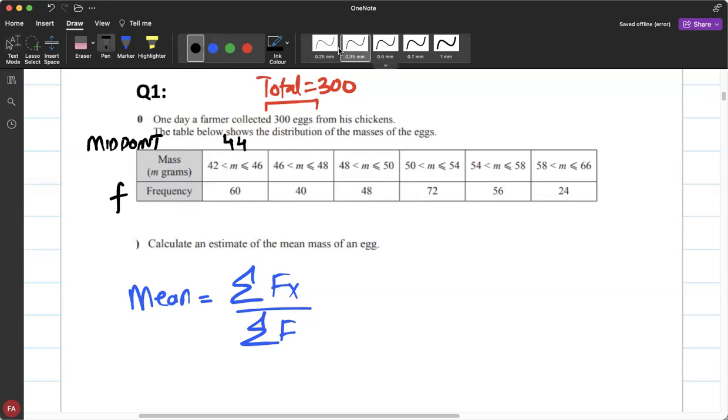Not really. Similarly, what's the midpoint of this? I know that has to be 47. Similarly, that has to be 49. This has to be 52. This has to be 56. And similarly, this has to be 62.